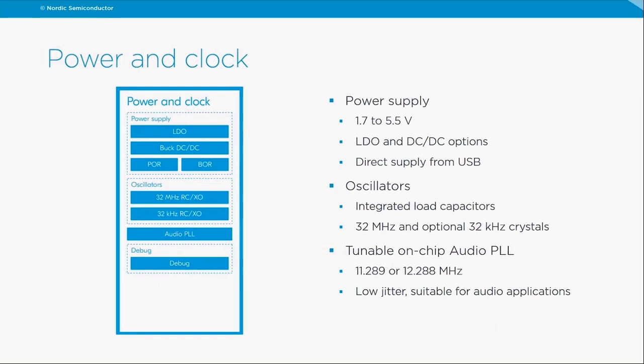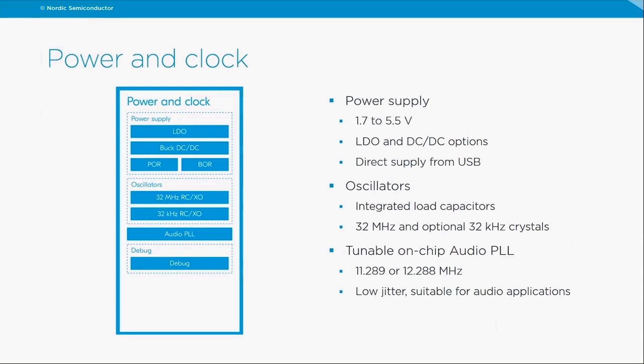Then we have the power and clock system. It supports the extended supply voltage up to 5.5 volt, so that you can power it with rechargeable batteries or a USB. You have LDO and DC-DC options. It will run most efficiently using the DC-DC, but then you need a couple more components outside the chip. Or you can go for LDO if efficiency isn't that important. You can power it directly from USB, and then you are using the 5 volt VBUS signal, which is always available when you are connecting to a USB host.